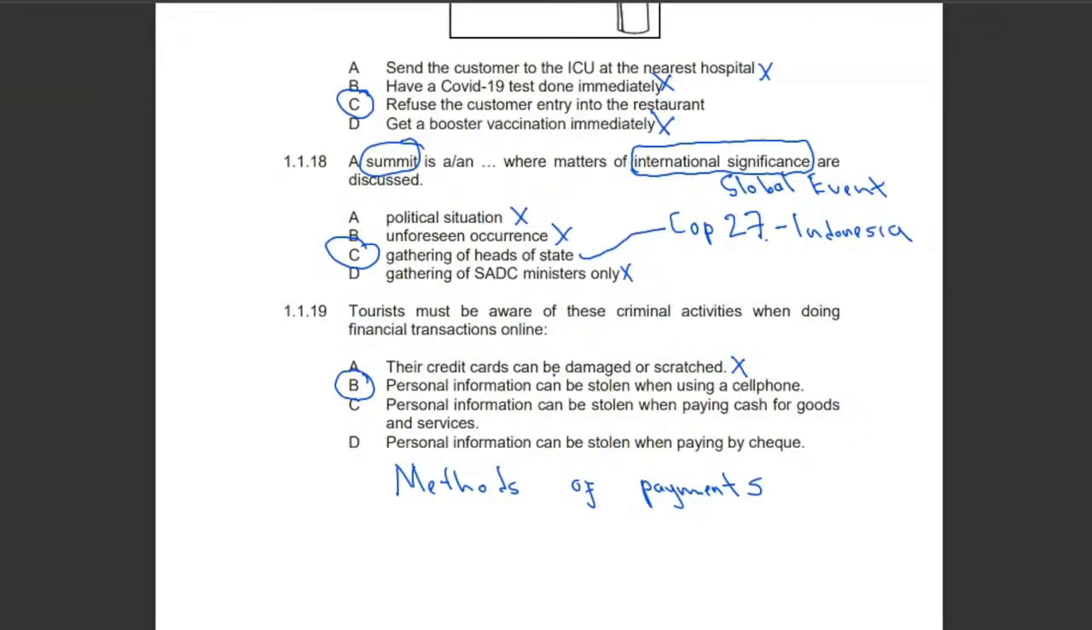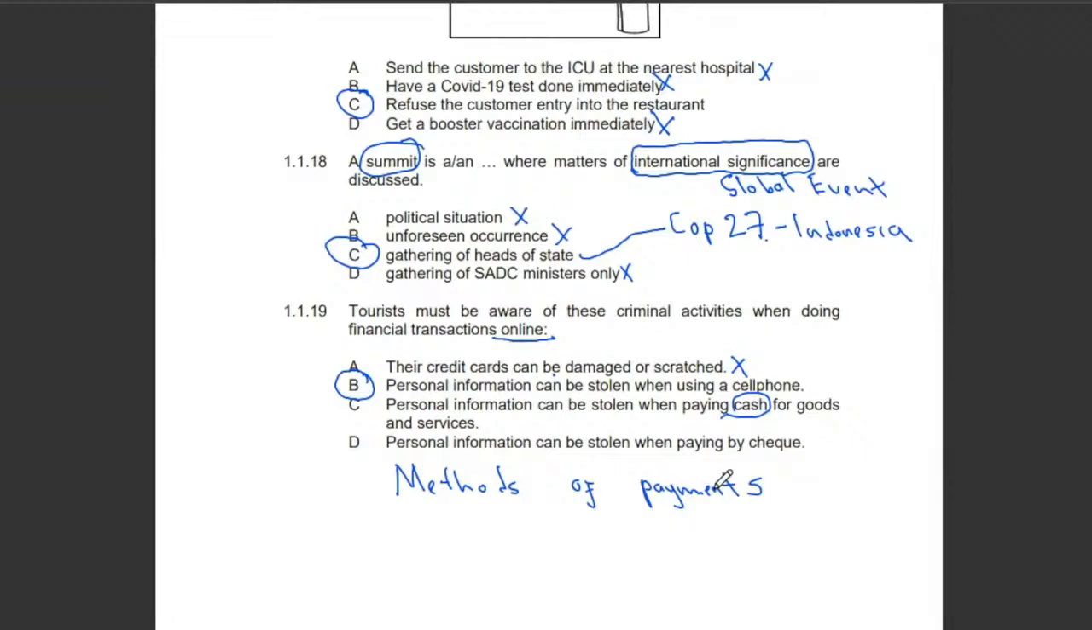Personal information can be stolen when paying cash for goods and services. The word cash actually eliminates this particular option, because remember the question is saying online. So online, there is no space for you to use what? Cash. Then let's look at D.